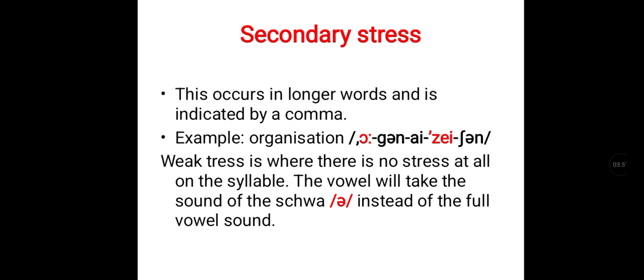Secondary stress. This occurs in long words and is indicated by a comma. Example, in the word organization. Organization. You can see the secondary stress here is on the first syllable, or you can see the comma right there on the transcribed word. So weak stress is where there is no stress at all on the syllable. The vowel will take the sound of the schwa instead of the full vowel sound.